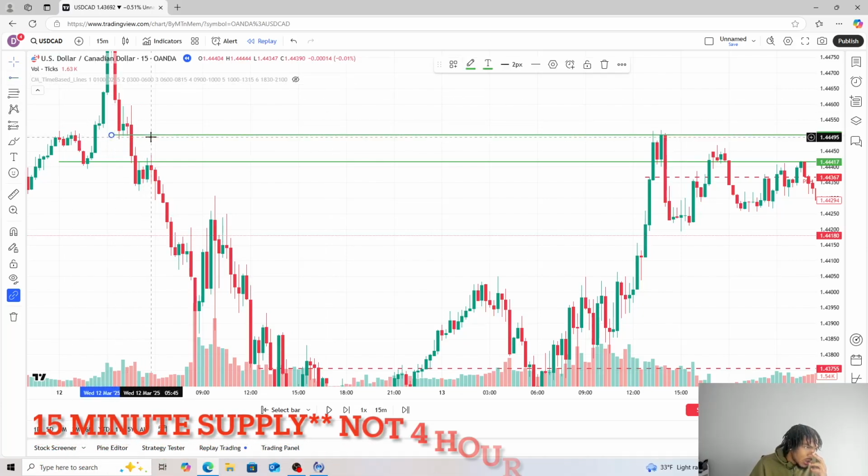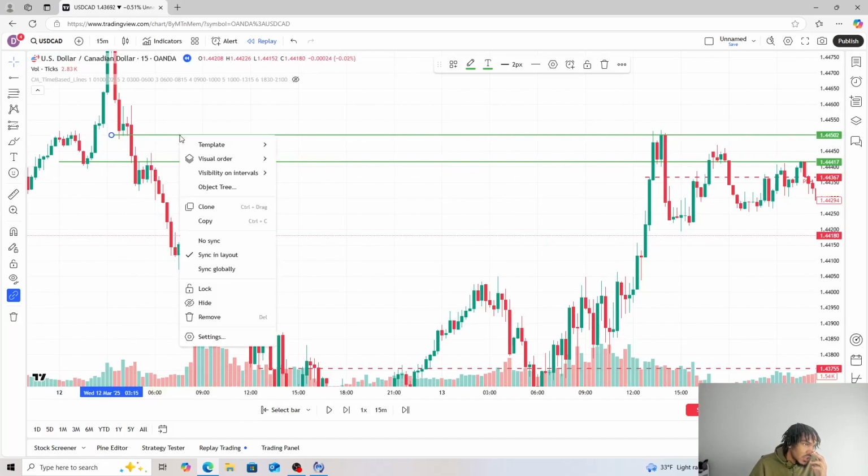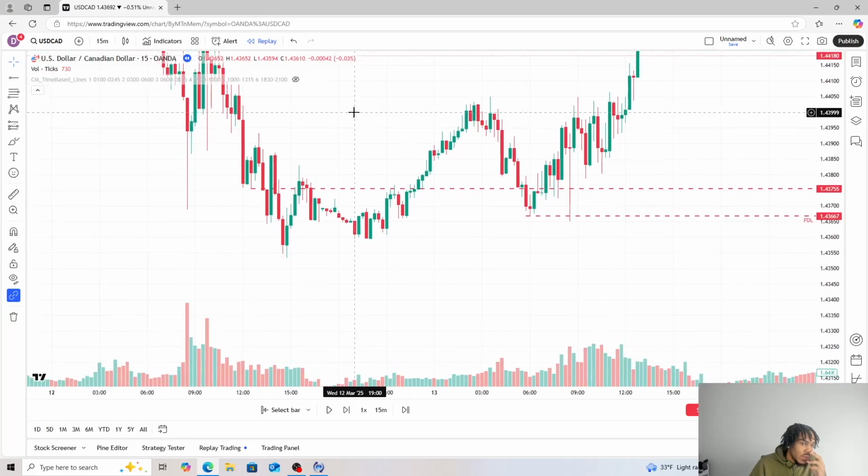4 hour supply right here. Y'all see this. Had this green candle, had this big move down. So look, I'm going to show y'all something. This is where the sales come in. 4 hour supply. Came down.